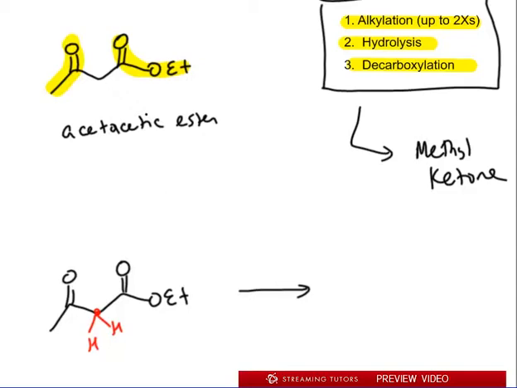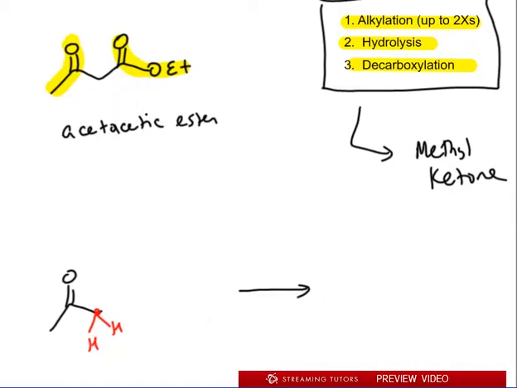So once we do that, once we put an alkyl group up to 1 or 2 times, then we're going to turn this ester into a carboxylic acid, and then we're going to make it disappear. And notice that if we do that, if I erase this right here, notice that I'm left with a methyl ketone. See that?